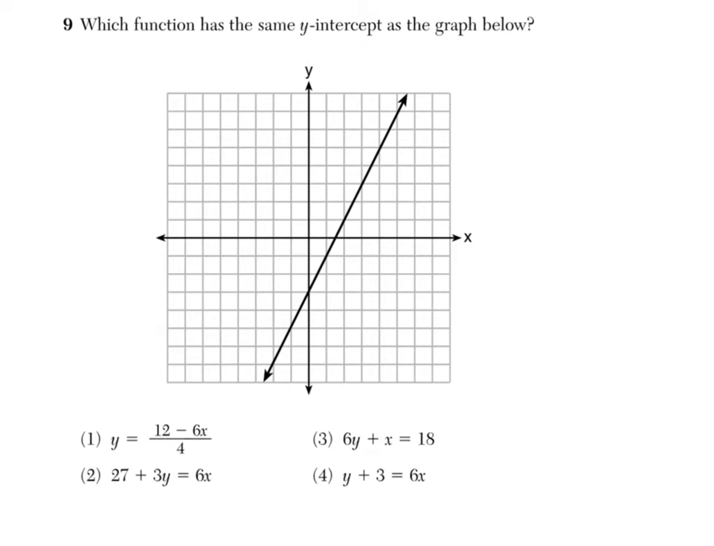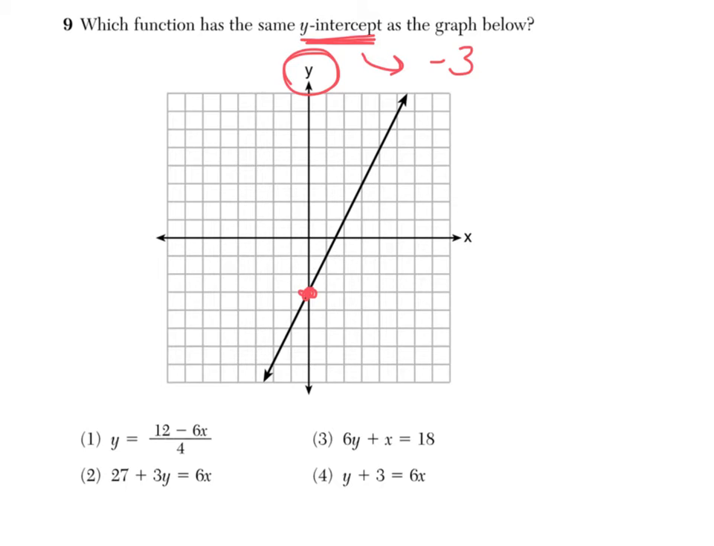Okay, we're going to move on to number 9, still on that same test. Somewhere between pages 46 and 67, I think. So which function has the same y-intercept as the graph shown below? All right, so taking a look at this, we have to first of all know what the y-intercept means. So the y-intercept is where the graph crosses the y-axis. So we can see that that happens right here, and this one has a y-intercept of -3. So we're looking for a y-intercept of -3.